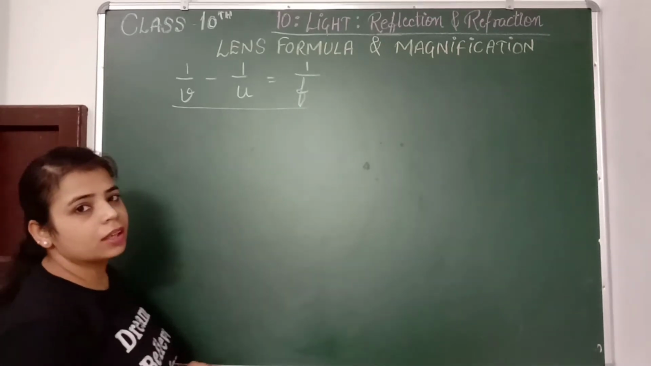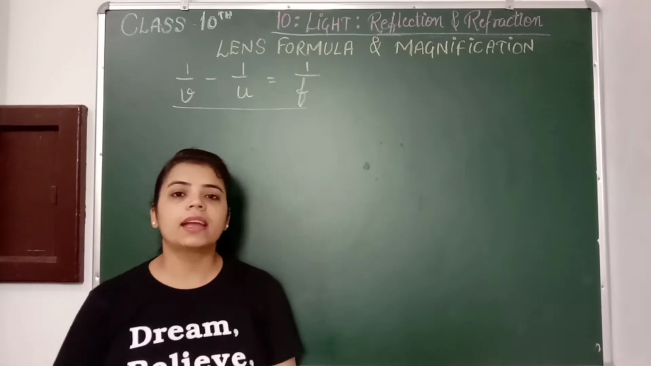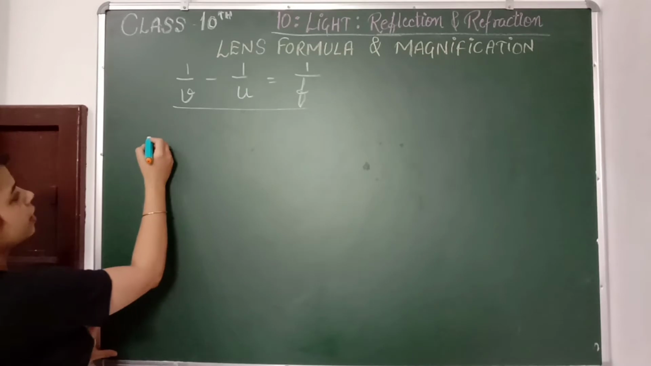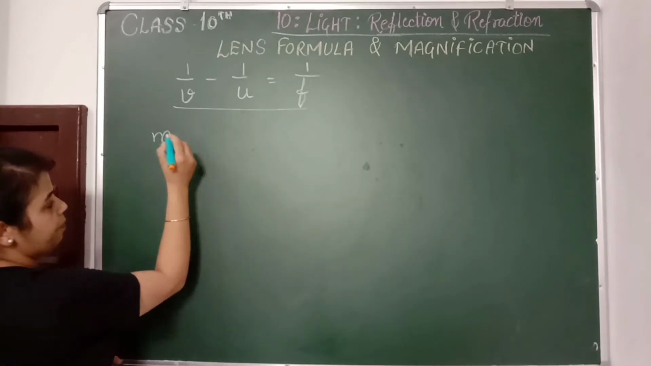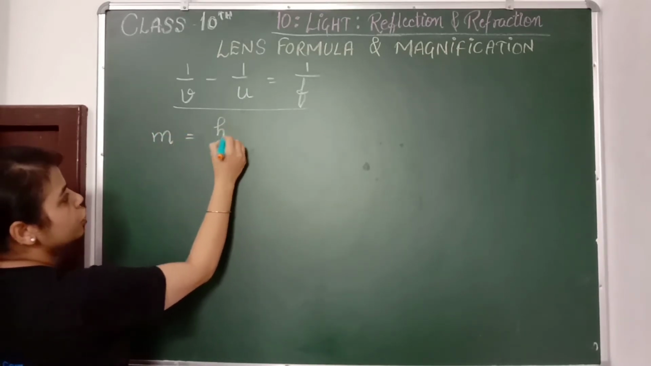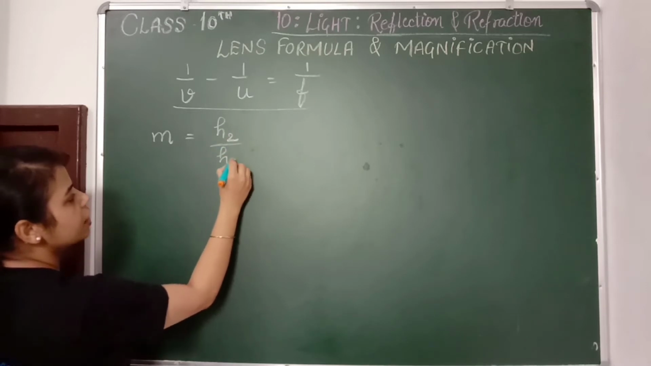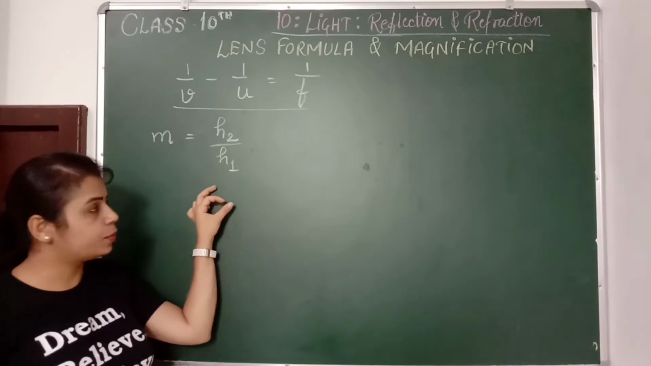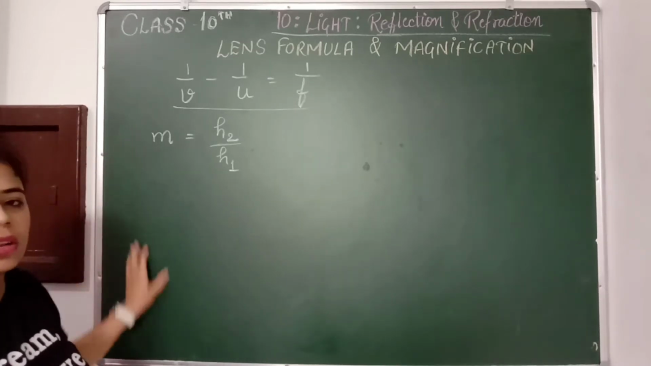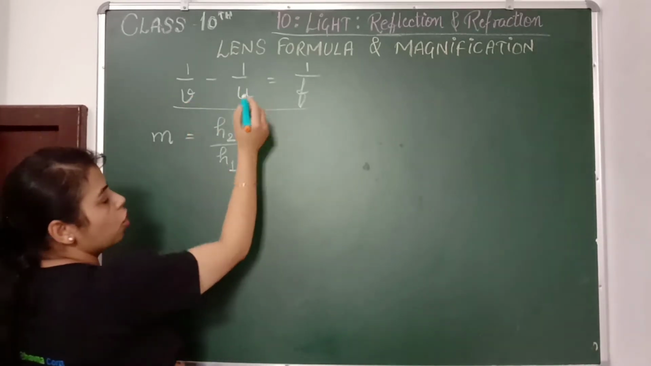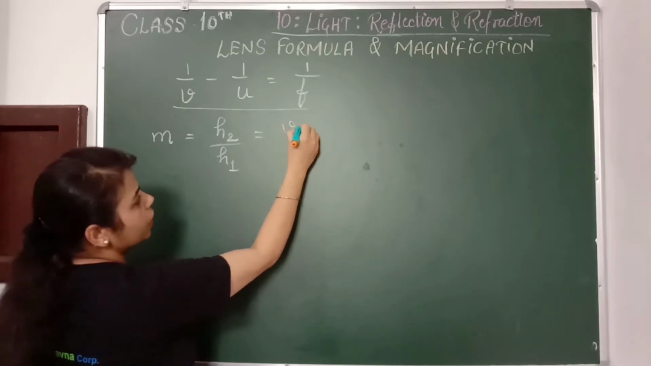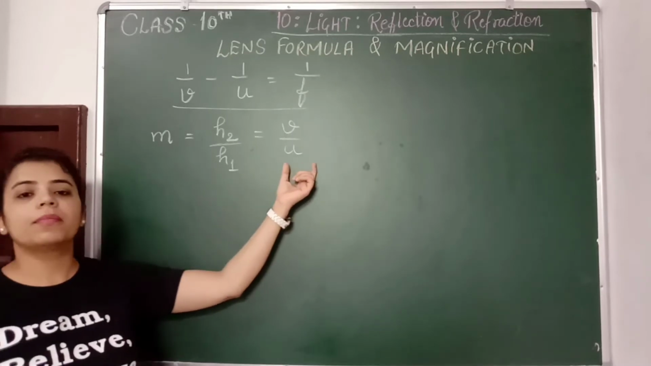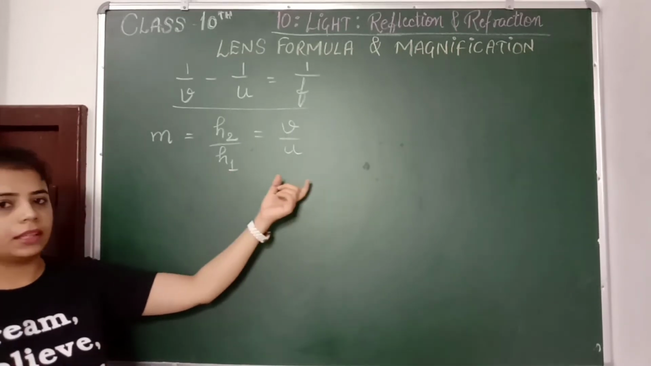And a relation between the height of image and height of object is given by magnification, which is represented by small letter m. And it is equal to h2 by h1, where h2 is the height of image and h1 is the height of object. This magnification is also related to image distance and object distance, as it is equal to v by u. So both of these formulae can be used to solve the numericals.